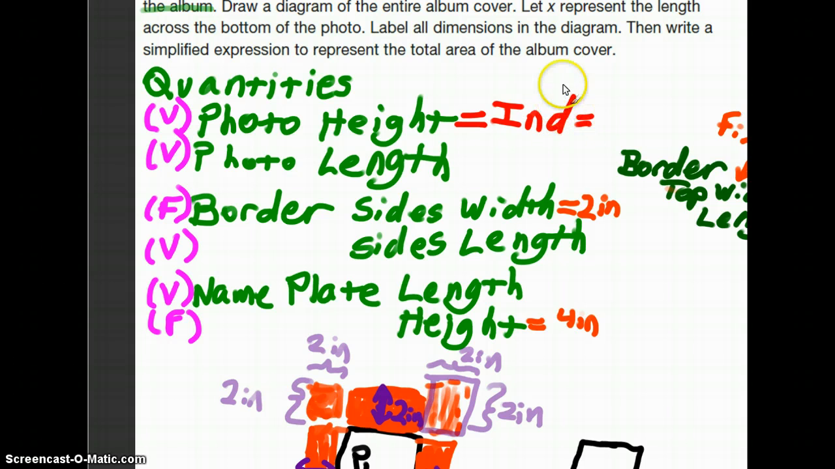And we can say that that right there is going to be, we'll say, t. And then the length right here is the dependent variable, because that's what's on the bottom. And they already tell you that they want you to let x represent the length across the bottom of the photo, so this is actually going to be x.